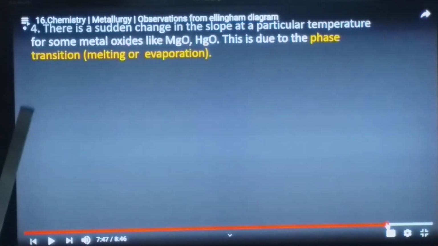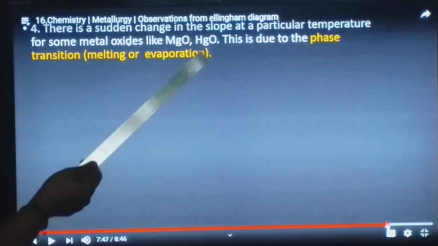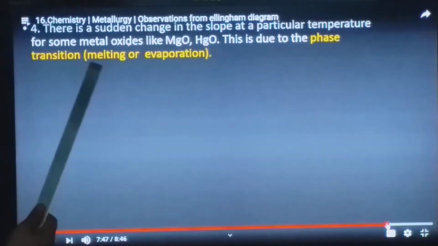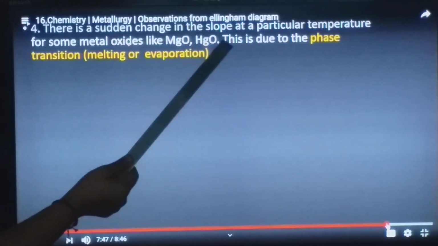What do you mean by phase transition? Some metals at one temperature will be a solid. If you increase the temperature, it starts melting, and on further increasing the temperature, it changes into a vapor state. So solid changes into liquid, and liquid changes into vapor. These transitions we call phase transitions. So magnesium oxide and mercuric oxide, at higher temperature, definitely undergo a phase transition. That's why there is a sudden change in the slope at a particular temperature.